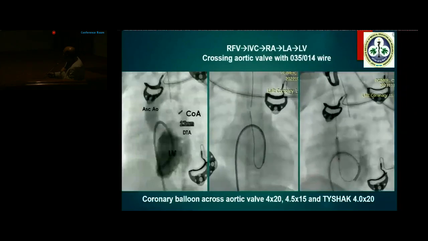For our understanding, I have measured it was 2.7 millimeters, ascending aorta, LV and coarctation segment. This is the 034 straight tip thermo wire through this JR5 French guide, which is from venous end into the LV. With the help of this wire, along the side of this, I crossed the coronary 014 wire, and over this 014 wire, I dilated with 4 into 20 coronary balloon, 4.5 into 15, followed by 4 millimeter diameter, and 20 millimeter length balloon, tight shack, with good result.